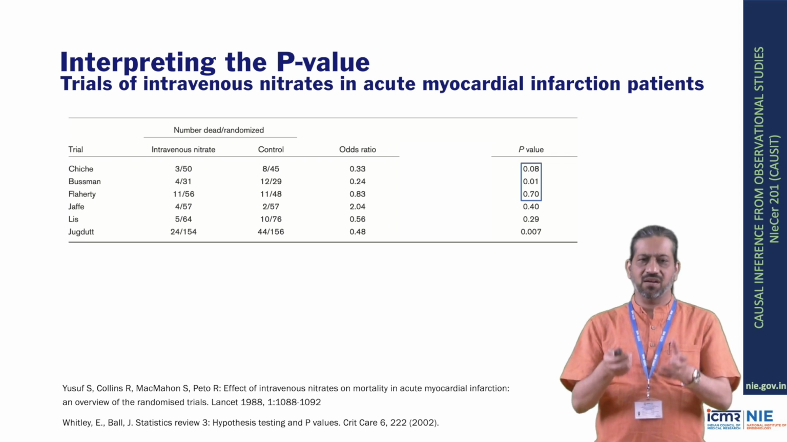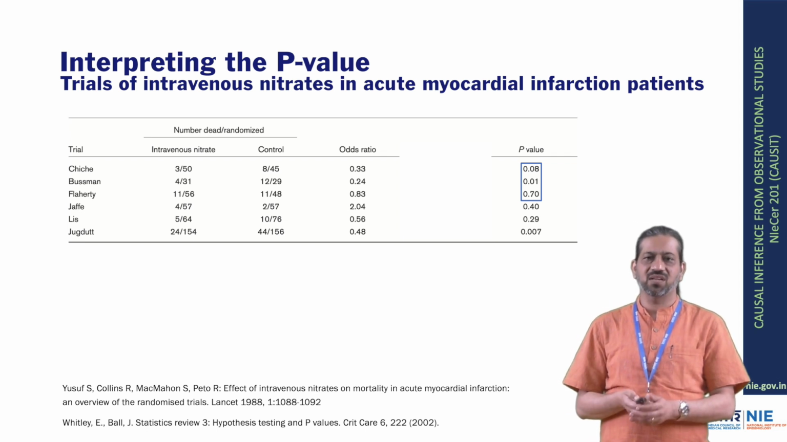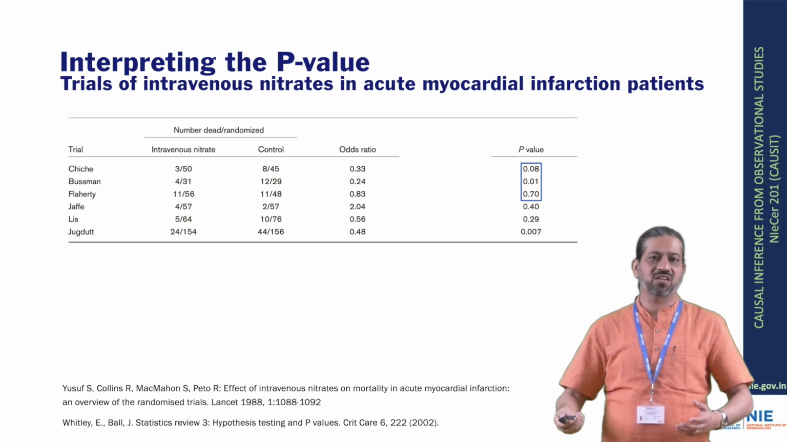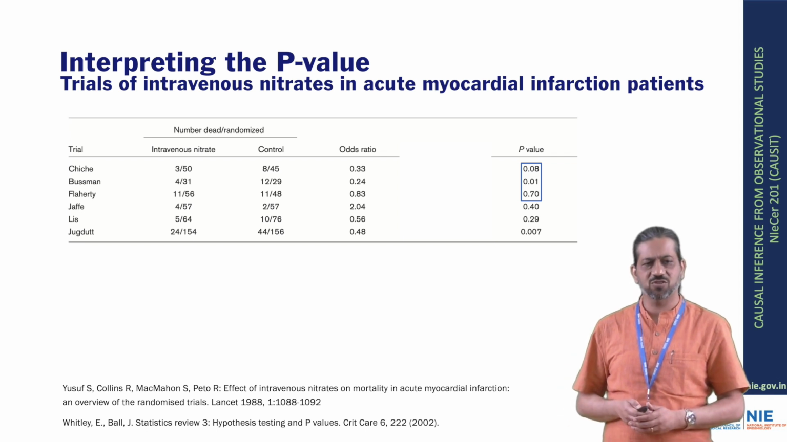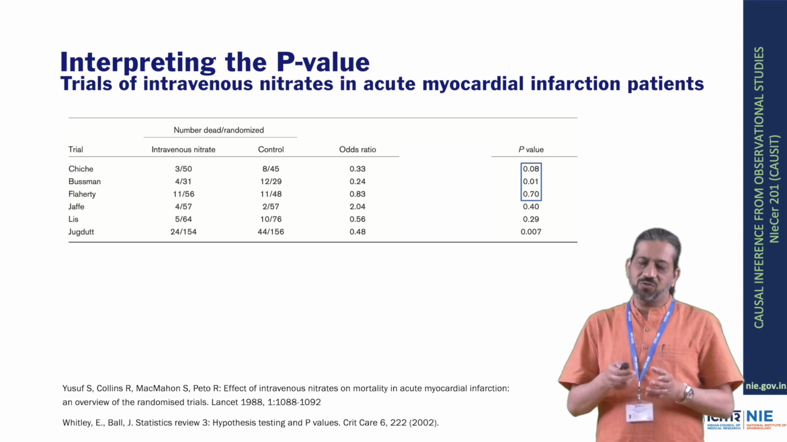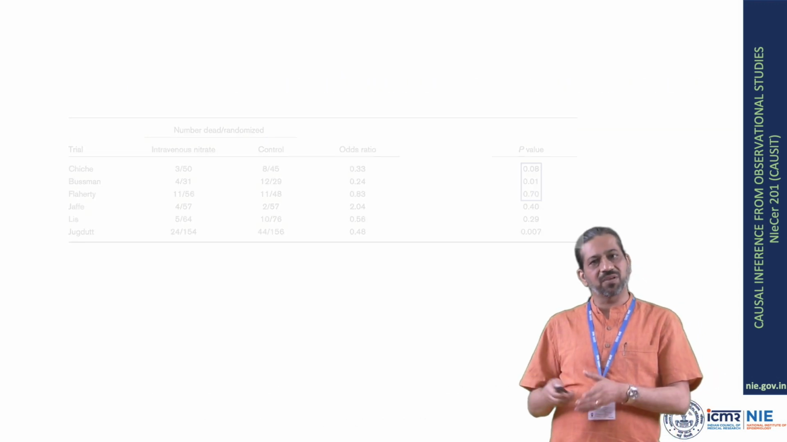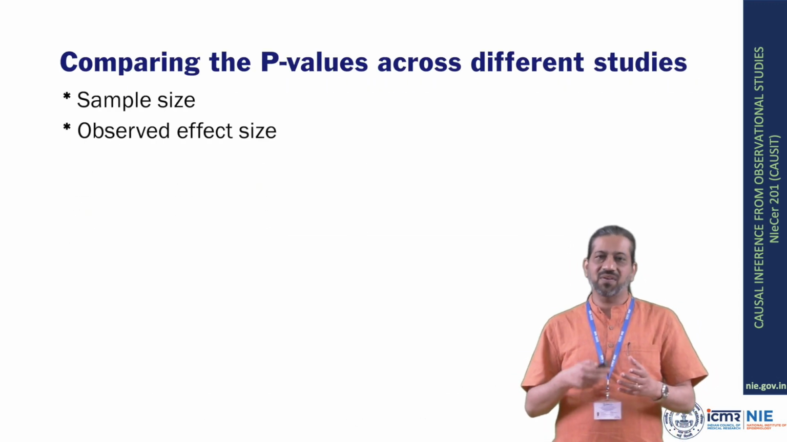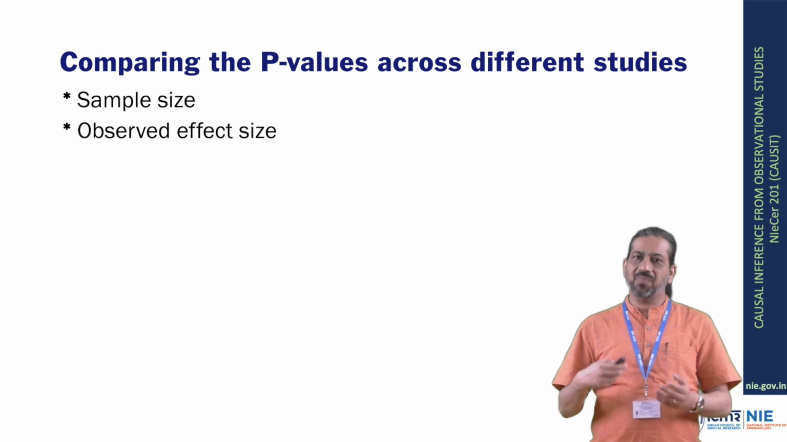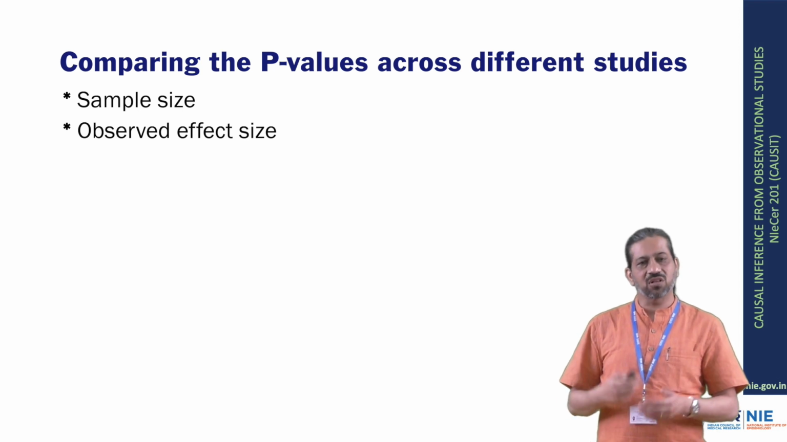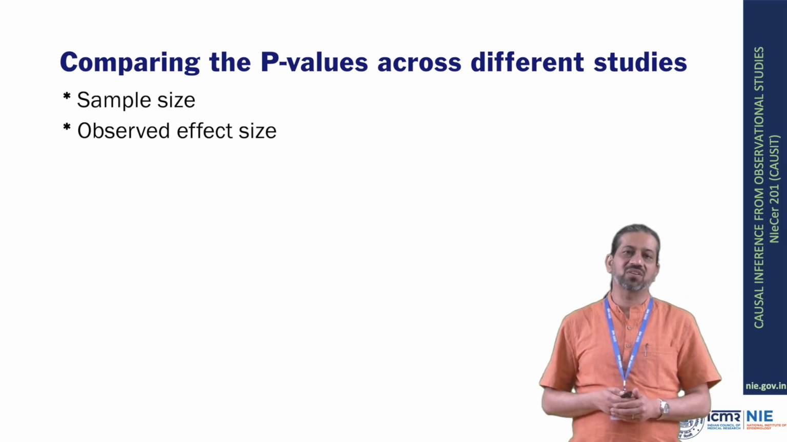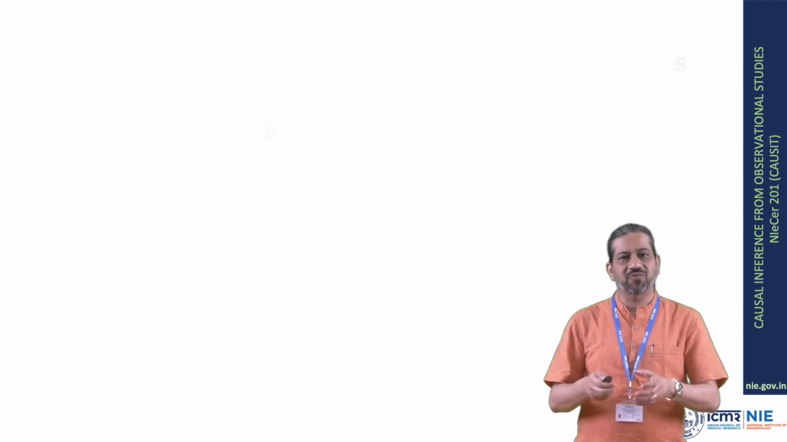Is there a causal association between intravenous nitrate and preventing mortality among acute MI patients? For this purpose, we have to see things more than just the p-value. Whenever we are comparing p-values across different studies, apart from the p-value, we need to also consider the sample size of the study and, very importantly, what is the observed effect size.